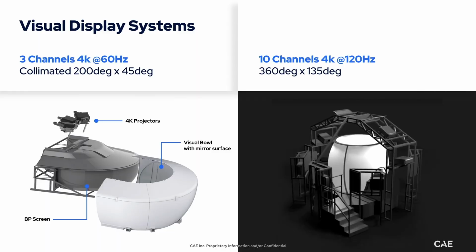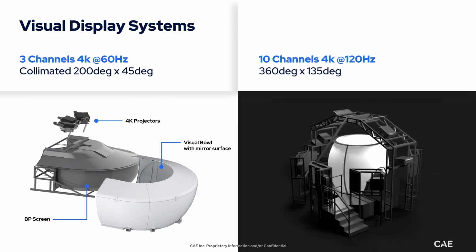So, the physical setup. We've seen this one already, right? This is on the left-hand side. We're running 3 channels at 4K at 60 hertz. Then we have a more complex configuration, and this speaks to the ability to scale the visual system. We can go up to 10 channels and more. In this case, it's 10 channels at 4K, but at twice the refresh rate.